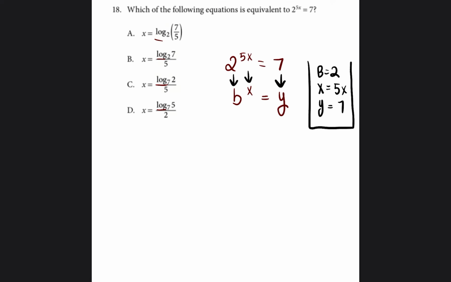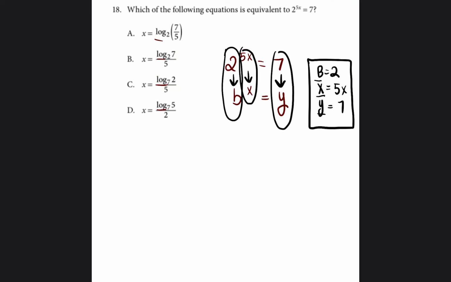Make sure you write this on the side of your piece of paper. Identify what b, what x, and what y is equal to. Because they lined up, we were able to see b is 2, x is equal to 5x, y is equal to 7.